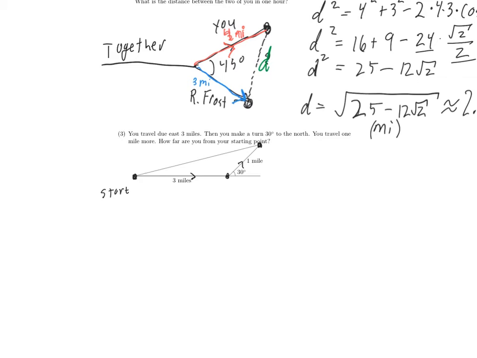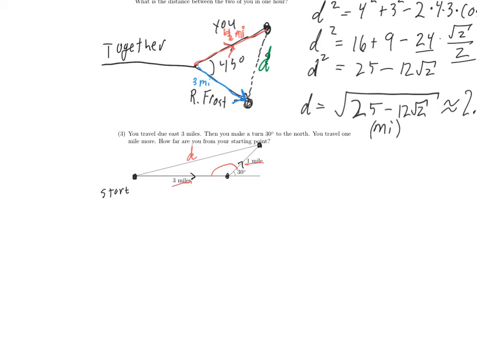Well, it's definitely less than 4. That's the triangle inequality. No side of a triangle can be longer than the sum of the other two sides. It looks like it's probably bigger than 3 miles, but let's figure out exactly how big it is. Again, this looks like a law of cosines problem. I know this distance. I know this distance. If I can figure out the angle at which those two lines meet, then I can figure out this distance, which maybe I'll continue to call d.